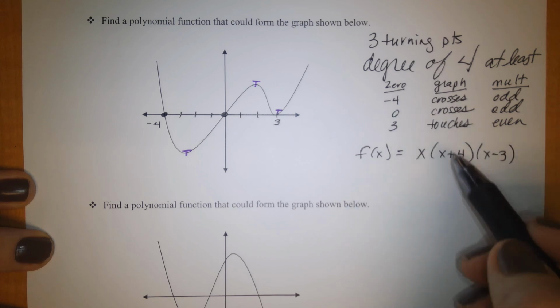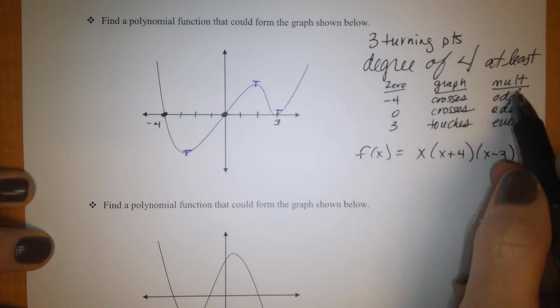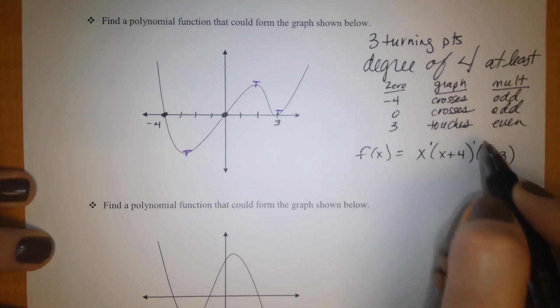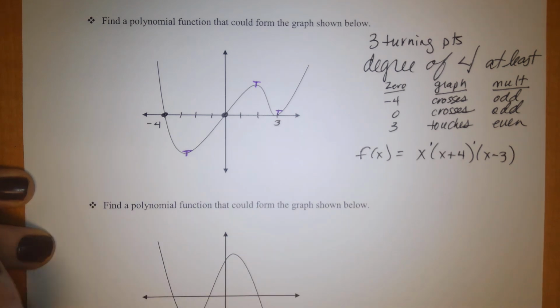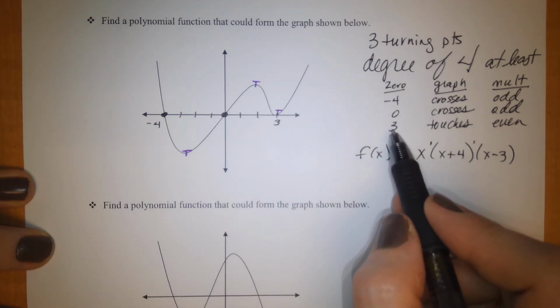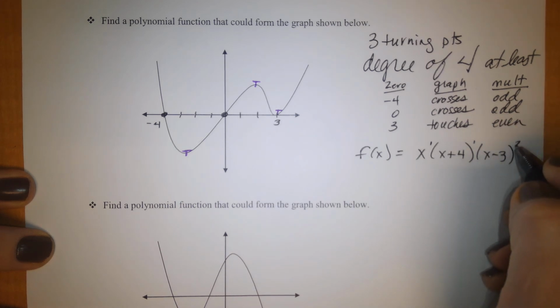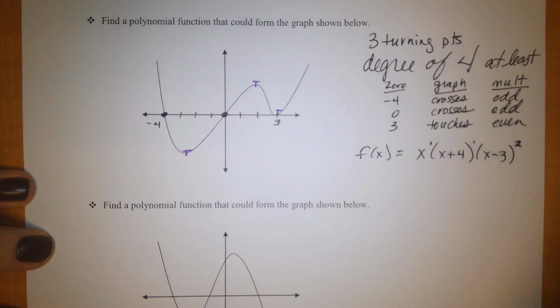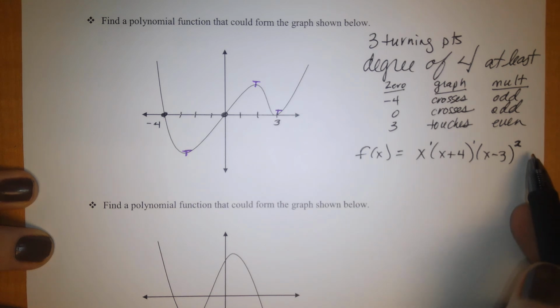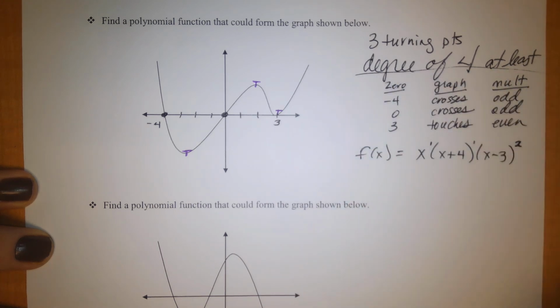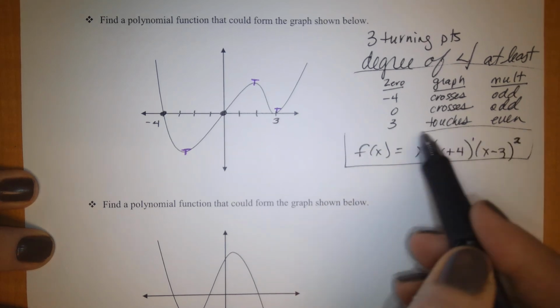So since -4 and 0 both have an odd multiplicity, they could be 1. But since the zero at 3 touches, it has an even multiplicity, so it has to have a multiplicity or an exponent of at least 2. And if I add those together, I do get the degree of 4 that I'm looking for. Now this is just one example of what this might be.